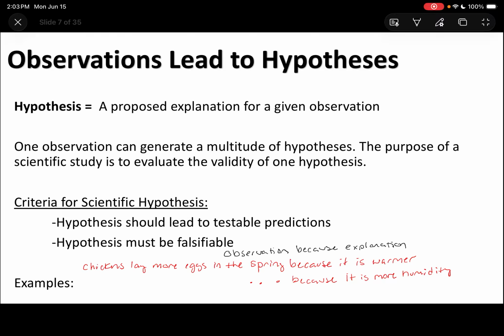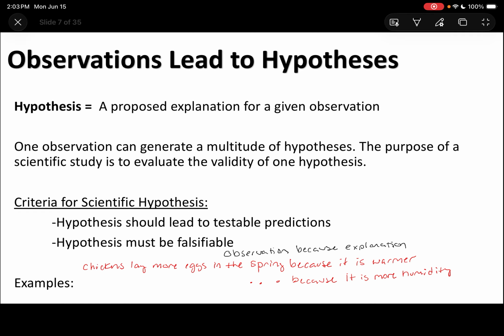Now, a hypothesis can't just be any possible explanation for it to be a scientific hypothesis. A couple of things have to be true. First is that the explanation needs to lead to testable predictions.